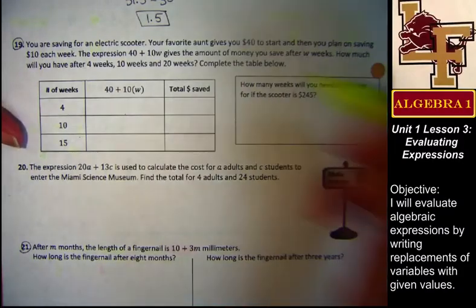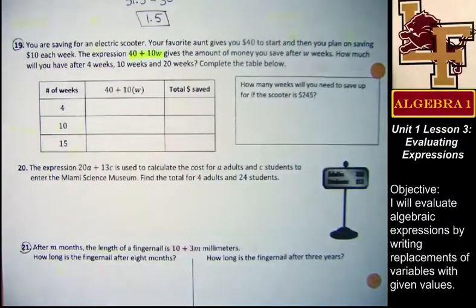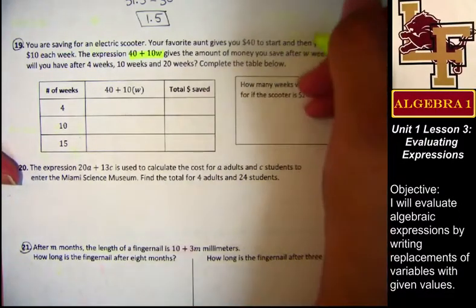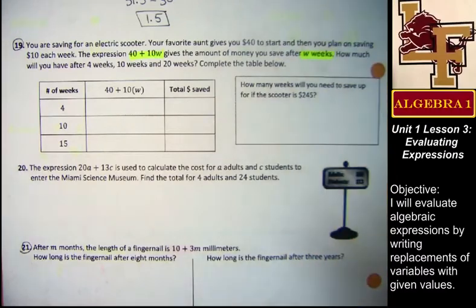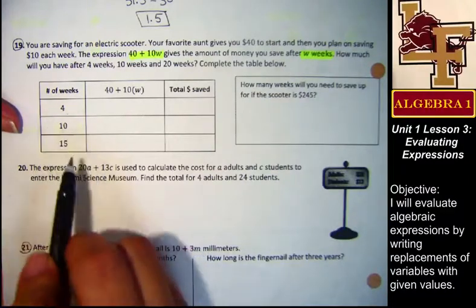Here is the expression, 40 plus 10W, and that gives you the amount of money that you've saved after W number of weeks. I don't know how many weeks. It could be 1, it could be 500 weeks. I don't know. So we're going to use W. It wants to know how much will you have after 4 weeks, 10 weeks, and 20 weeks.